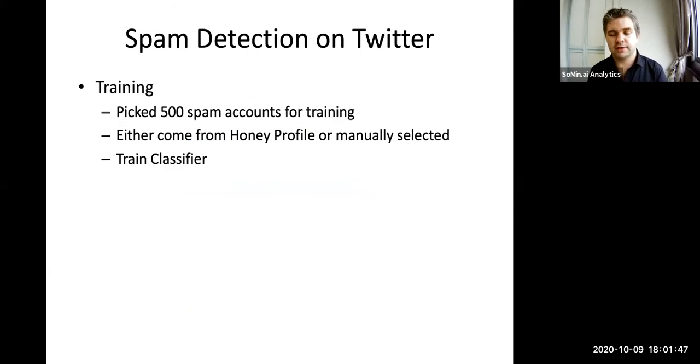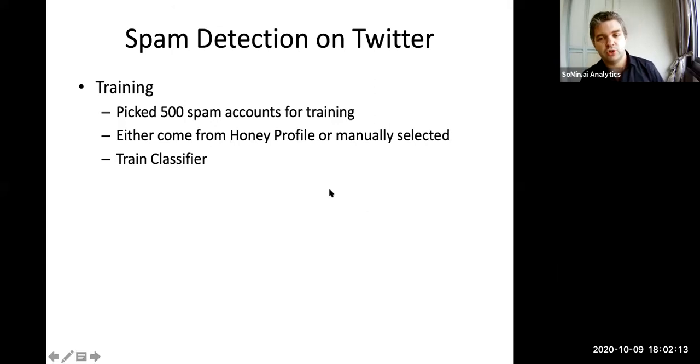If you have enough data, a machine learning model is likely to identify, based on these temporal patterns, whether it's spam behavior or real behavior. So if you want to train a spam detector for this particular research given here as an example, the researchers picked 500 spam accounts for training, and they come from these honeypot profiles.